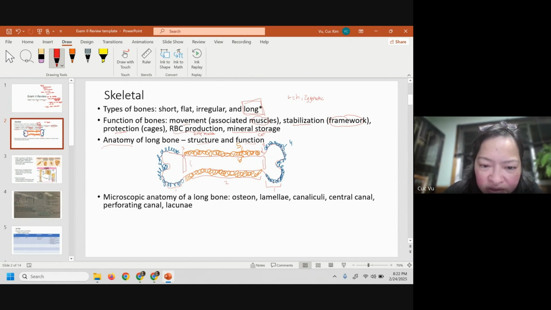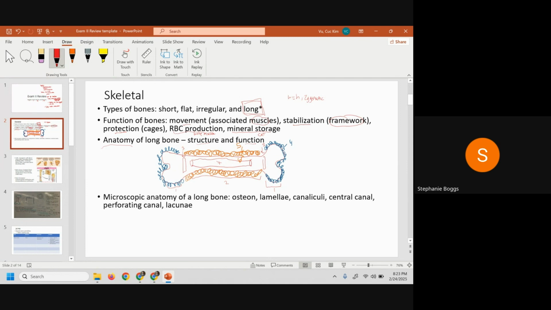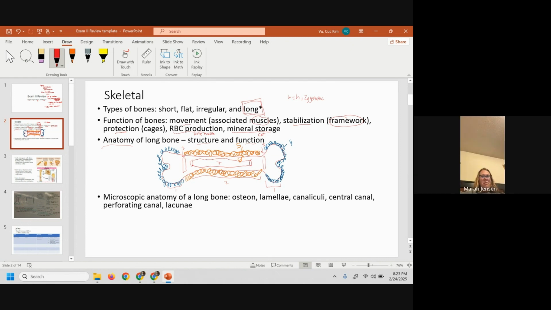Now, in the center right here, there's a hollow space. What is that hollow space called? What's number 7? Is that the medullary cavity? Exactly, that's the medullary cavity. And what do you find in the medullary cavity? The red and yellow bone marrow.